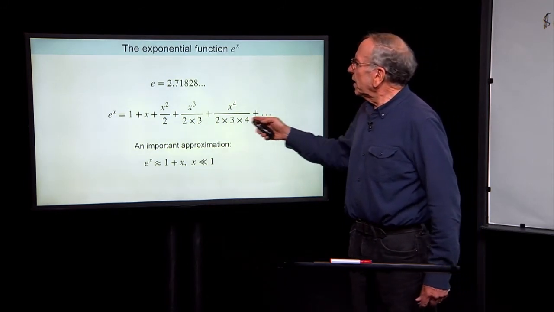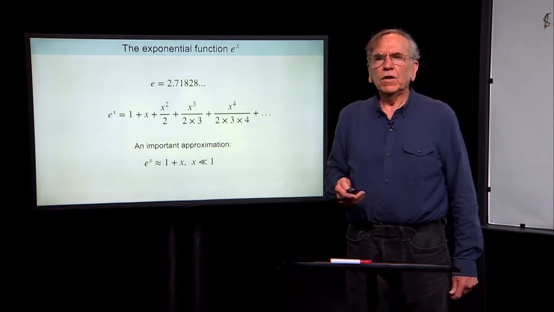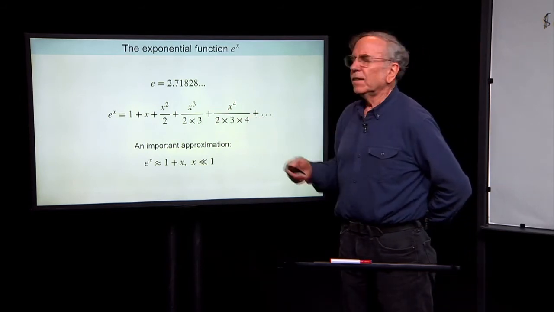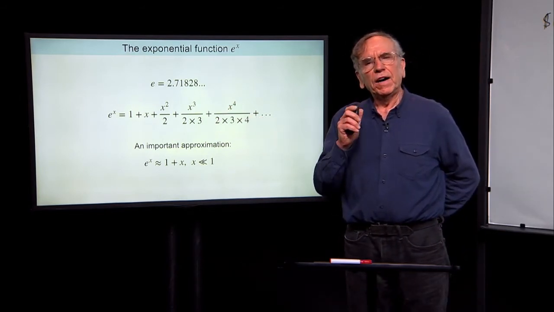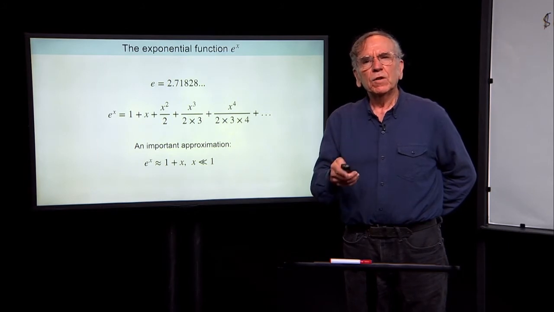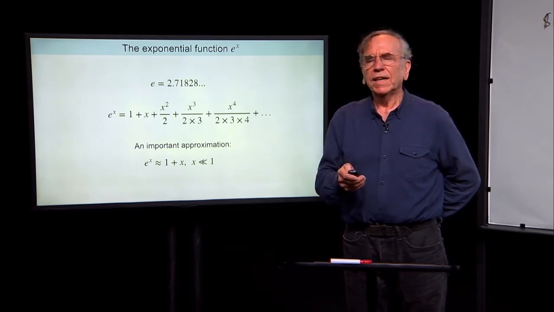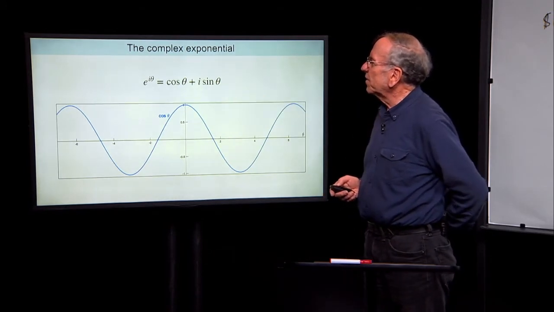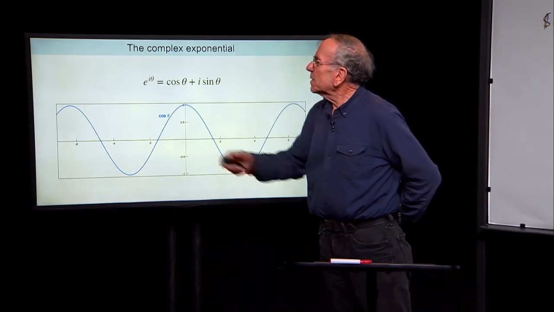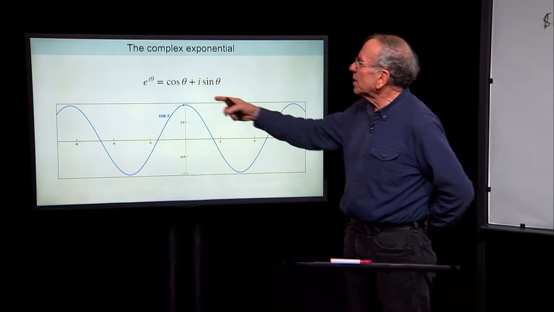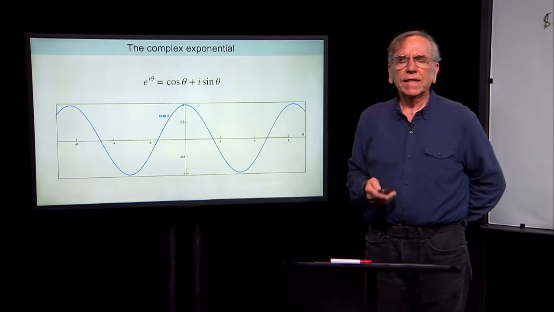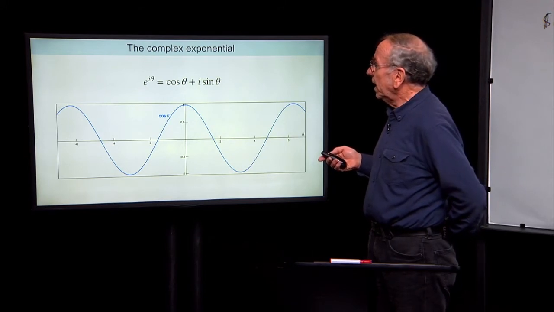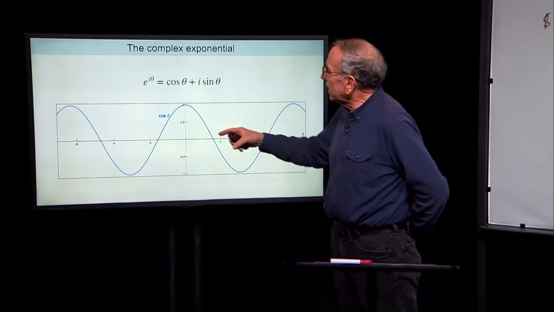Now, Leonhard Euler looked at this series and noticed that if he made x imaginary, the series then looked like a sum of the series for the cosine function and for the sine function. And so he was able to prove that the exponential function of an imaginary number is actually related to these two trigonometric functions.